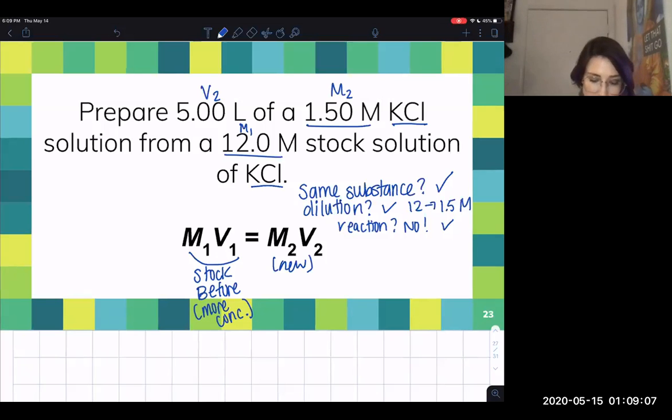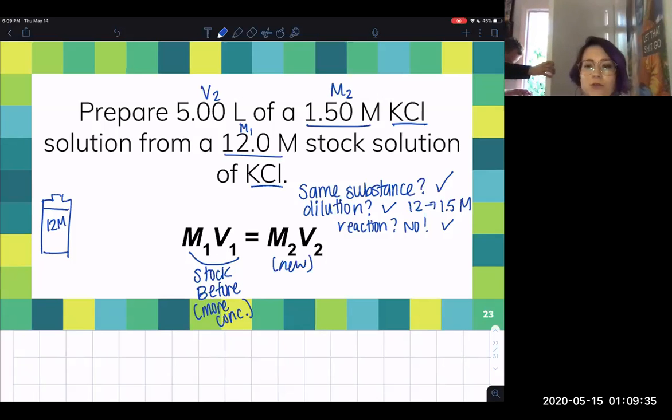So what do I need to know? I need to know how much of the 12. So in real life, what this means is that you go to the stock room and you find you have 12 molar potassium chloride. But your lab says you need 1.5 molar potassium chloride. So you're not just going to add water to the stock solution because that would ruin all the stock. We store things at high concentration and we just take a little bit out. Like if you're cooking, if I need to mix sugar and water, I don't just pour water into the bag of sugar. I take the sugar out and I mix it in with the water I want.